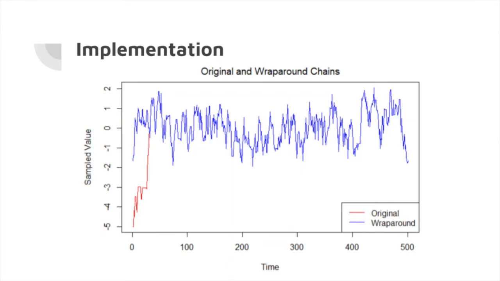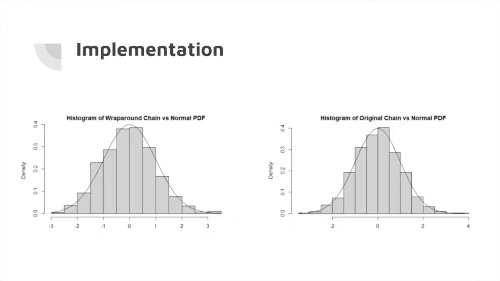This line in red is the original chain, and the line in blue is the wraparound chain. You can see that they converge, they coalesce very quickly, as desired. We can also plot a histogram of the wraparound chain final points, or final states, over several different simulations, and plot the normal PDF as well, and see that it matches up very well.